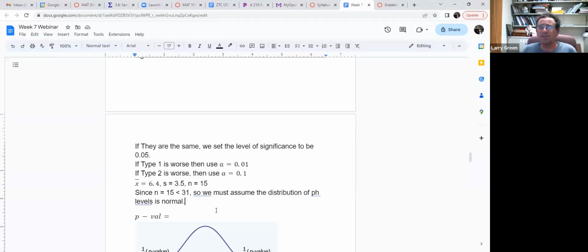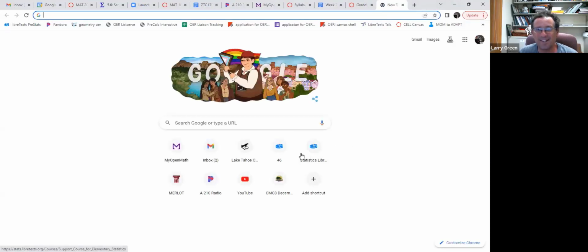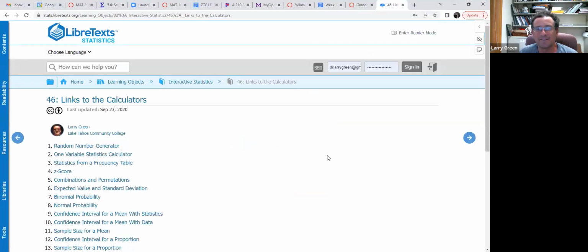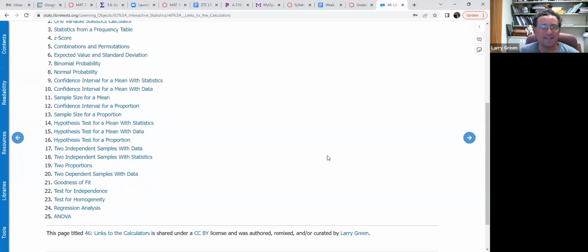All right, so now we're going to find the p-value. To find the p-value, any guess on what I'm going to have to do? Yep, calculator. So let's go to the calculator. What number do you think we're going to use? Yep, number 14. We're doing a hypothesis test for a mean, and we have statistics, we don't have data. So I click that.